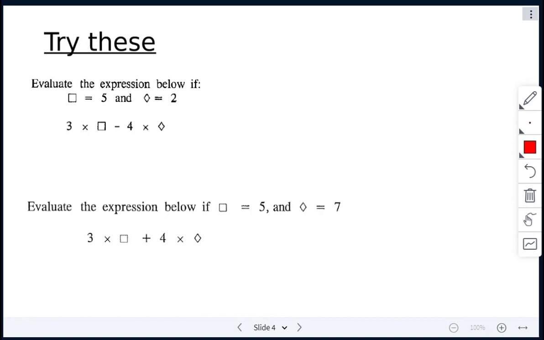All right, try these. In this one, we have a square. The square is equal to 5. The diamond is equal to 2. So just for substitution, we have 3 times 5 minus 4 times 2. So that's what it looks like. I'm going to go from left to right. I have to do my multiplication here. So I have 15. And then minus, I can also do my multiplication here. 4 times 2 is 8. So 15 minus 8, which is equal to 7.